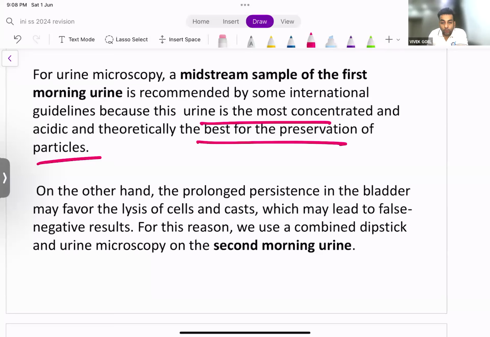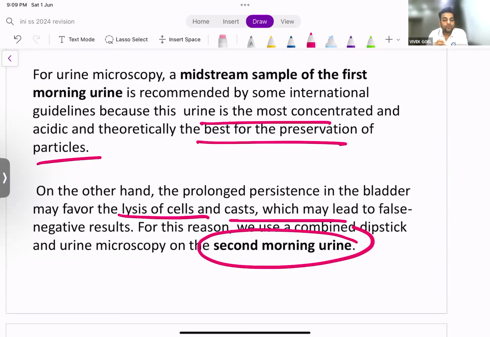But because it was present for such a long time in the bladder, there may be lysis of the cells and casts. So you may not be able to see an RBC cast, or say an eosinophil cast, in the first morning urine sample. For that reason, we always prefer collecting the second morning urine, of course the midstream urine of the second urine sample, which is very, very important.